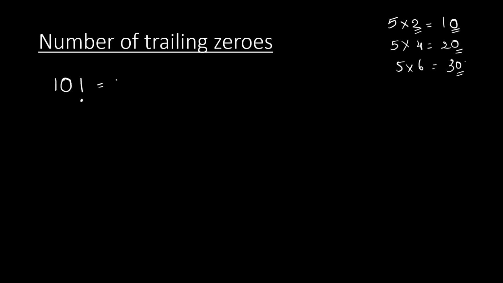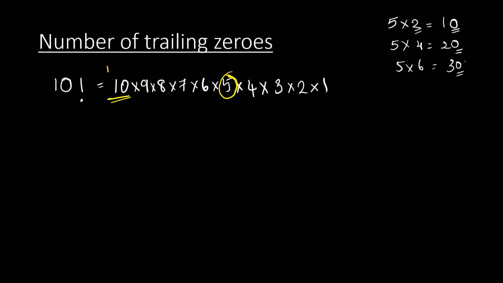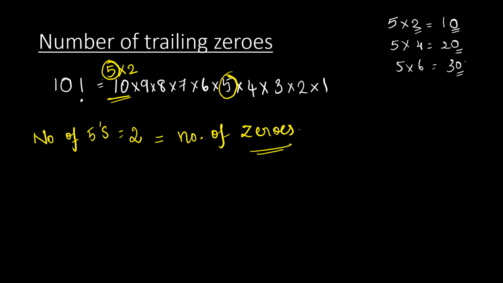What is 10 factorial? 10 factorial is 10 into 9 into 8 into 7 into 6 into 5 into 4 into 3 into 2 into 1. So we'll count the number of 5s in 10 factorial. There is one 5. Now there is another 5 here, that is, 10 is equal to 5 into 2. So we got another 5. So how many 5s are there? The number of 5s in 10 factorial is 1, 2, that is 2. That is equal to the number of zeros. Therefore, the number of zeros is also equal to 2.